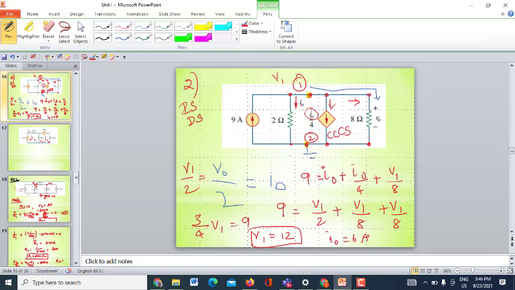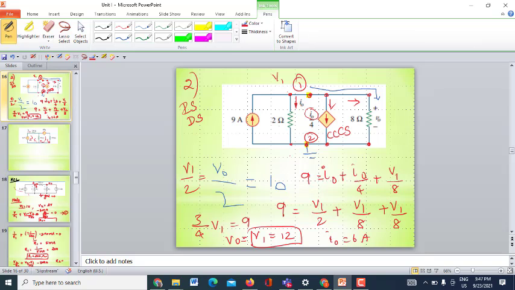This is how we will be finding the current and the voltage when you have a dependent source. And what is your V0? V0 is 2I0, which is nothing but V1. V1 is equal to V0.